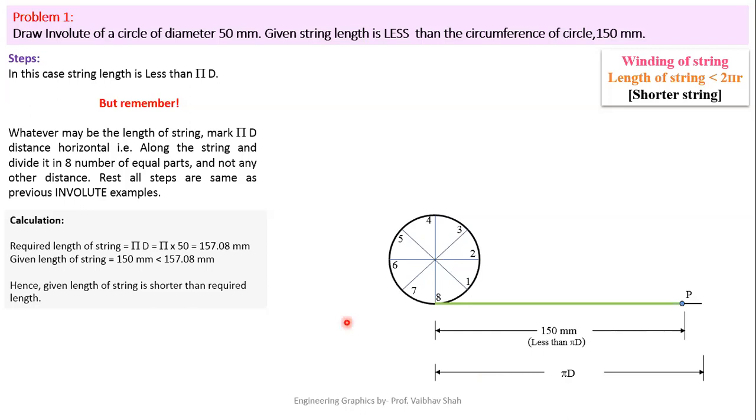Now the next task is to divide this line into 8 equal parts. Now you will have one more confusion, sir. Here we are having two different line lengths. First is 150 mm and second is 157.08 mm. So which line should we divide into 8 equal parts? Let me clear your confusion.